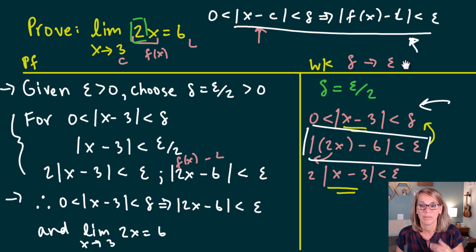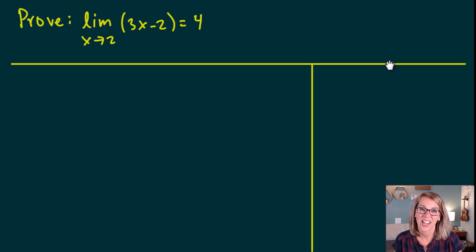Let's do another example. Here's our next example. So we want to prove that the limit as x approaches 2 of 3x minus 2 is in fact equal to 4. Now, if you are feeling good about things, go ahead and pause the video, see how far you can get through this. At the very least, can you figure out what delta is in terms of epsilon based on that function? So if you're going to pause the video, come back and I'll see you in a minute. Otherwise, go ahead and follow along with me.